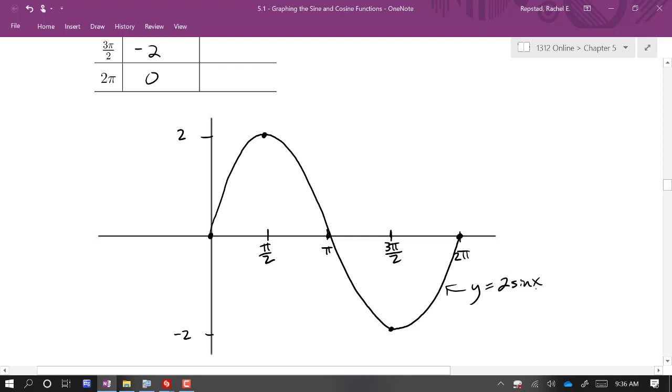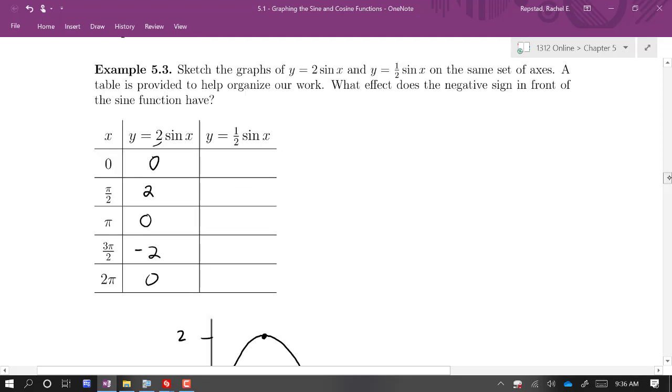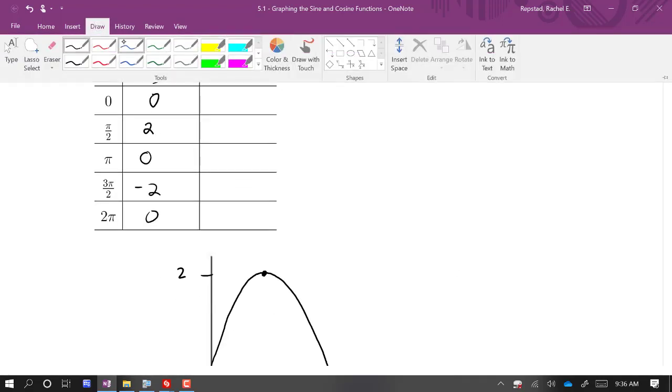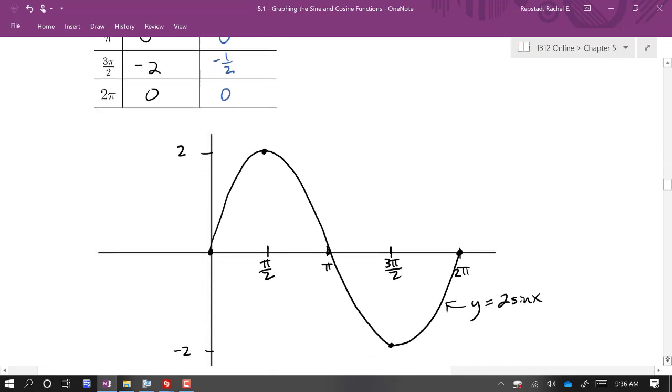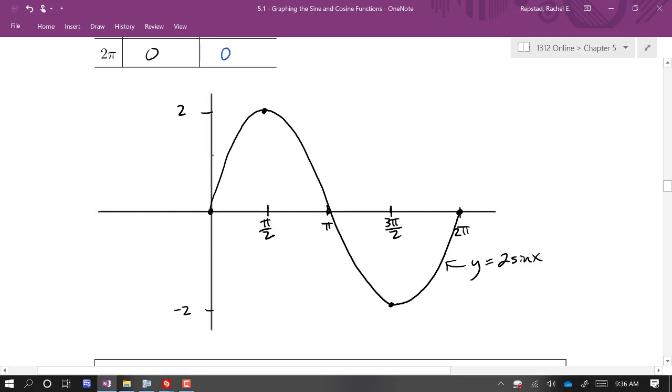Now for the other graph here, it's 1/2 sine x. So I'm going to plot those points. Again, sine of 0 is 0, half of that is still 0. Sine of pi over 2 is 1, half of that is 1/2. At pi, we'll be back to 0. Sine of 3 pi over 2 is -1, half of that is -1/2. And sine of 2 pi is 0, so half of that is still 0.